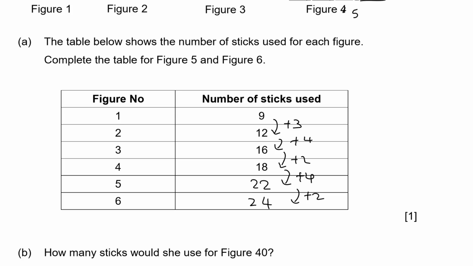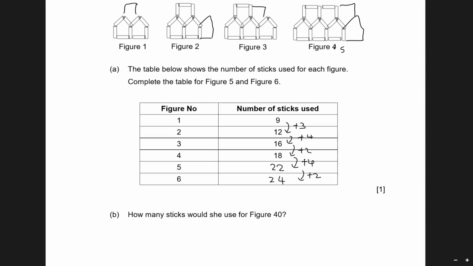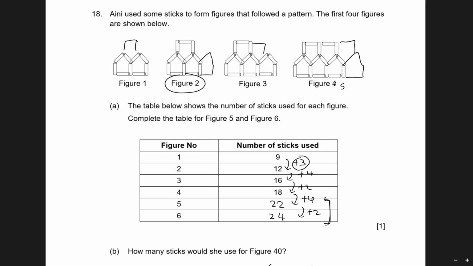How many sticks would she use for figure 40? Alright. Now, let's take a look from figure 2. Let's just choose a random figure. I'm going to choose figure 2. Now, from figure 2 to figure 40, it is a total difference of 38 figures. Now, you notice for every 2 figures, other than this special one, you have to add a 3 because you need to start forming the first side.